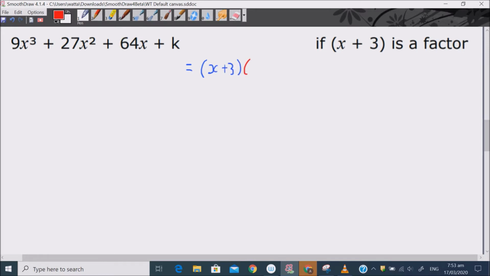So what this looks like is, if you've got a linear term, x plus 3, as a factor, then you know that there's a quadratic, which I'm writing out here, which when multiplied by the linear term will give us this cubic. So we have to find out what a, b, and c are.